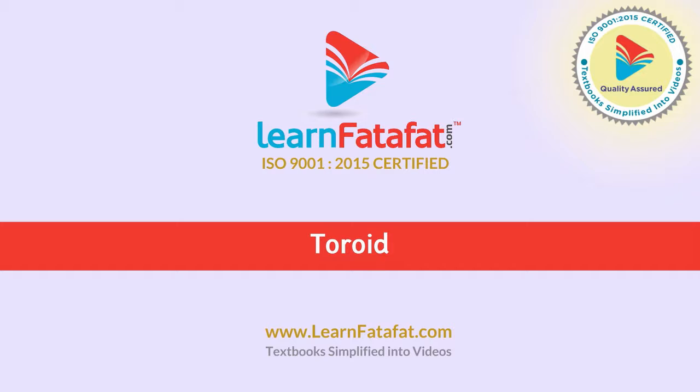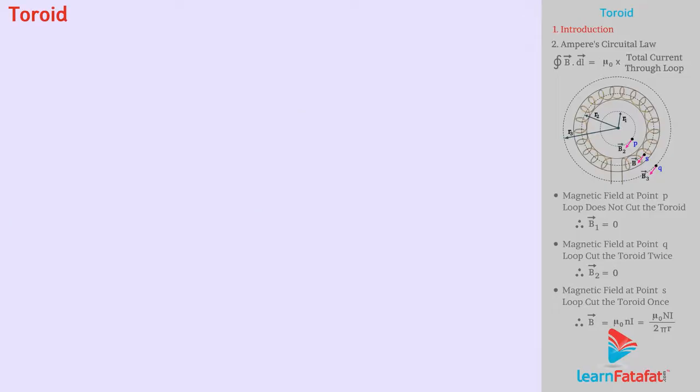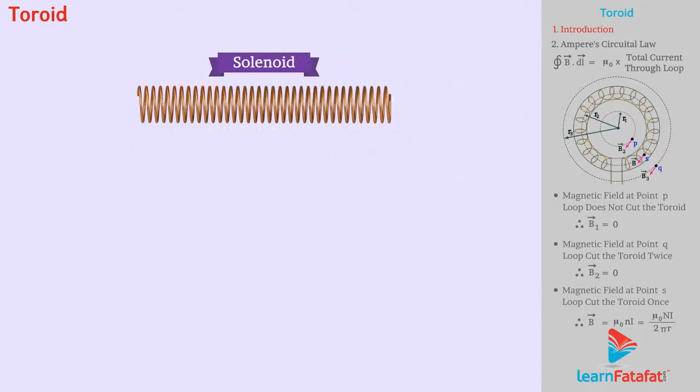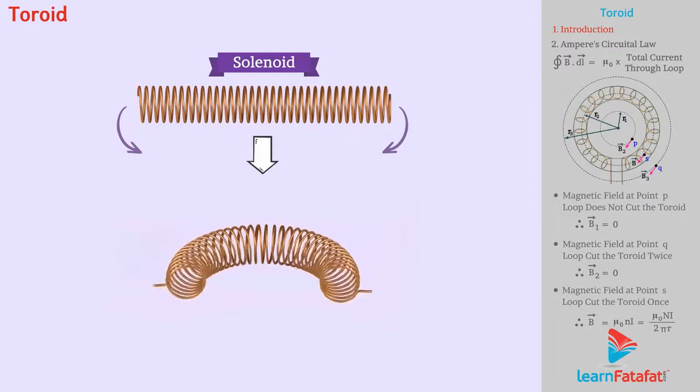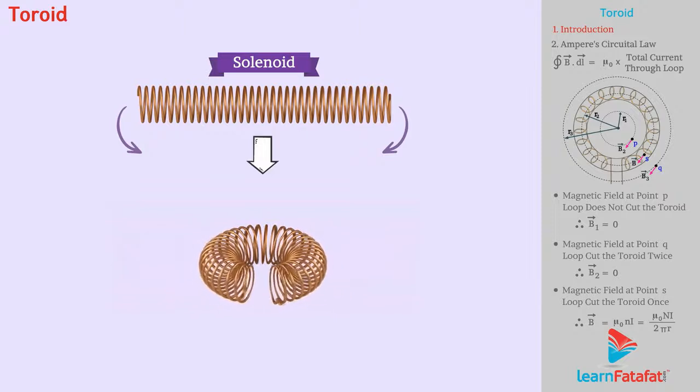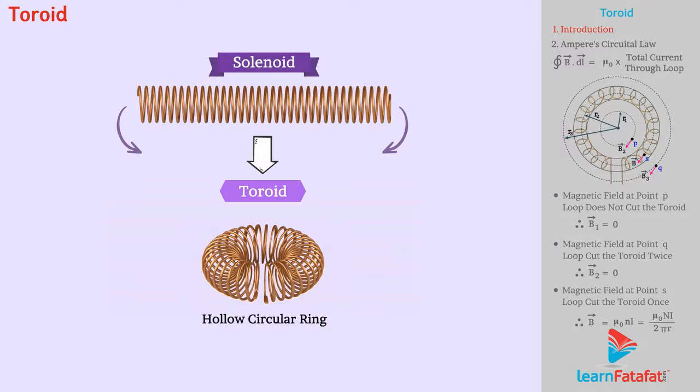Toroid. Dear students, in earlier discussions, we spoke about solenoid. If we bend solenoid such that it forms closed circular ring, then this structure is known as toroid. We can say that a toroid is a hollow circular ring having large number of closely wound turns of a wire.